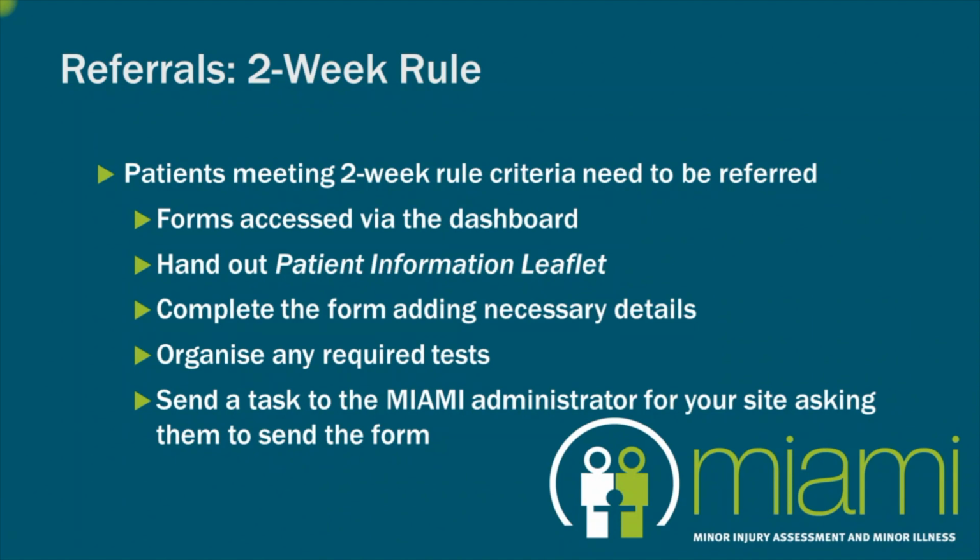You should make sure that you give the patient a copy of the patient information leaflet explaining the process. You then need to complete the referral form, adding any necessary details. If you identify that they need any additional tests, such as the blood tests that are required as part of the workup for an endoscopy, then you should give the patient the relevant forms and ask them to organise this.